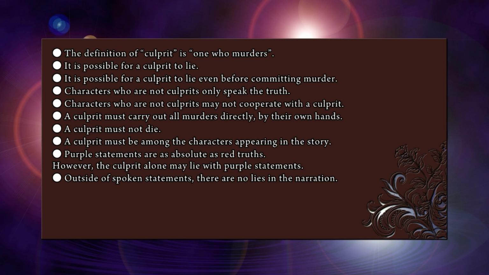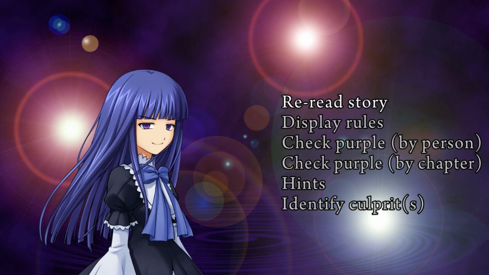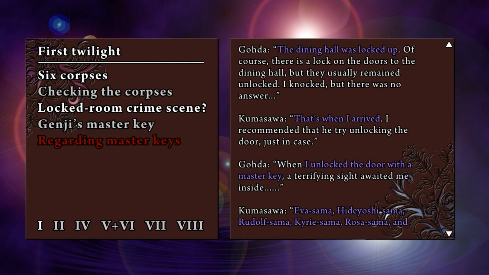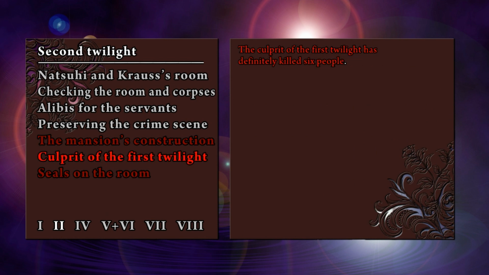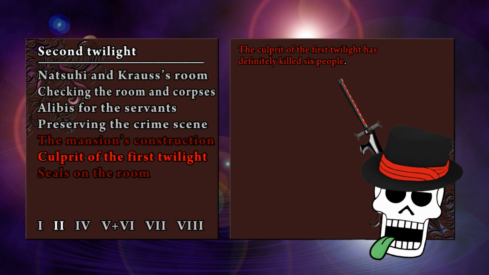So yeah, there's that. And one thing that caught my attention is one of the reds for the second Twilight, I think. Where can I check that? For the second Twilight, I think it's right over here. Yeah, I think this one is going to be very important. It says that the culprit of the first Twilight has definitely killed 6 people. Now, one can say that, well, duh, the first Twilight has 6 victims. No.